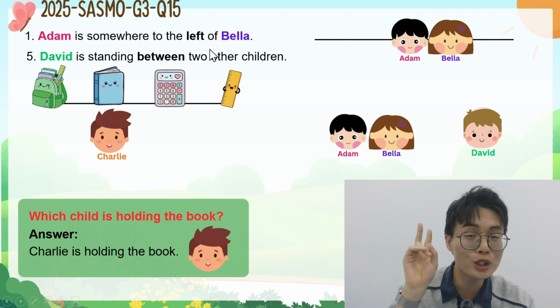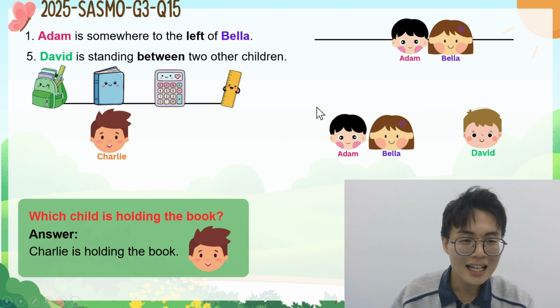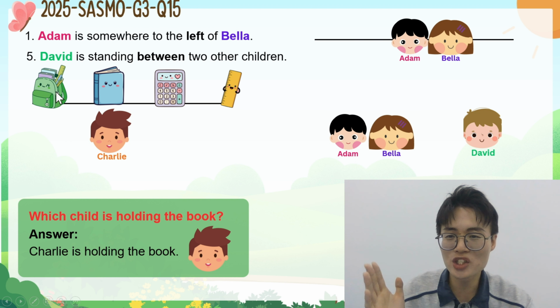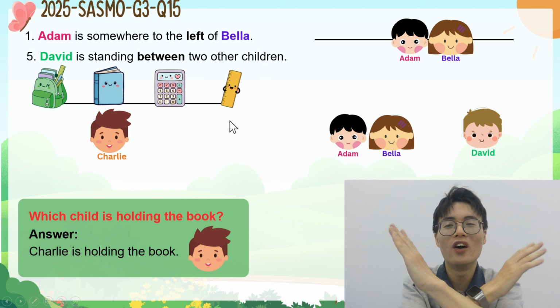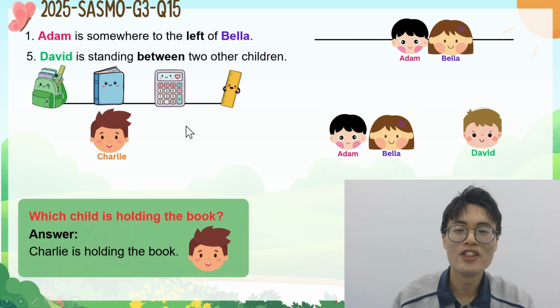David is standing between 2 other children. So tell me, David is holding what item? Can David hold the backpack? No. If he holds the backpack, he's not between 2 other children. Can David hold the ruler? Still no. The reason is the same. So David must hold what item? The calculator.